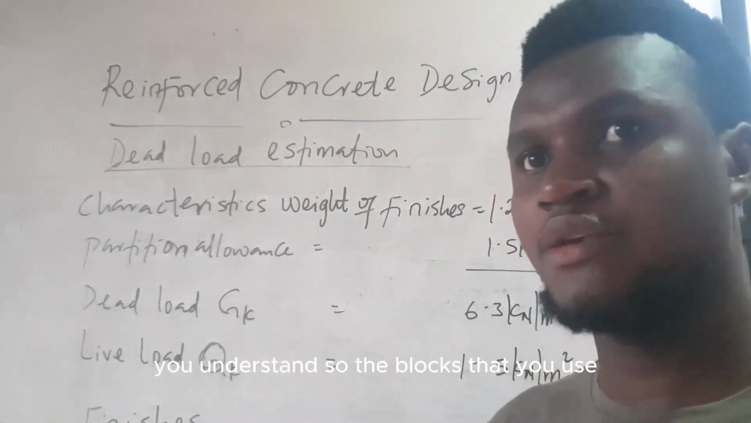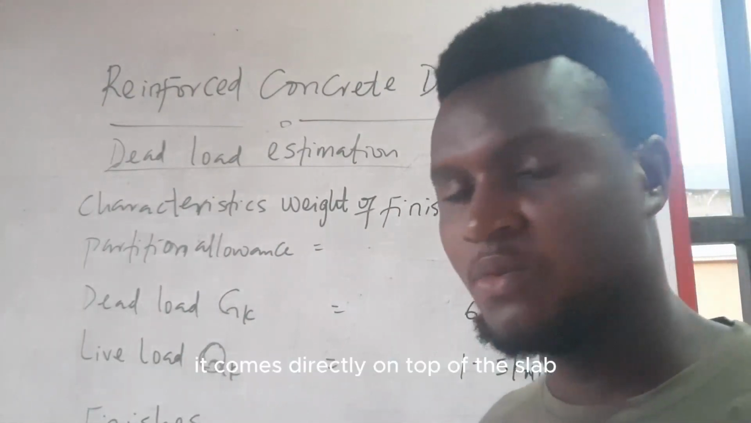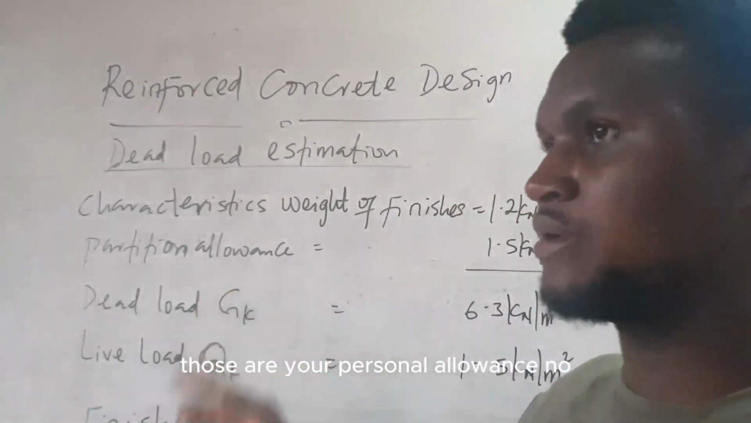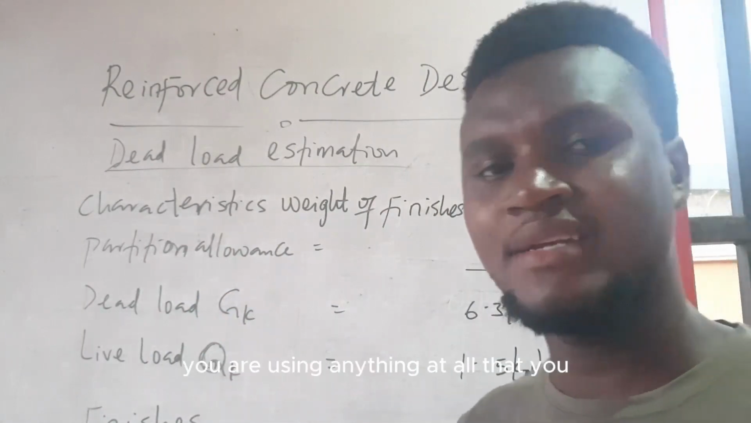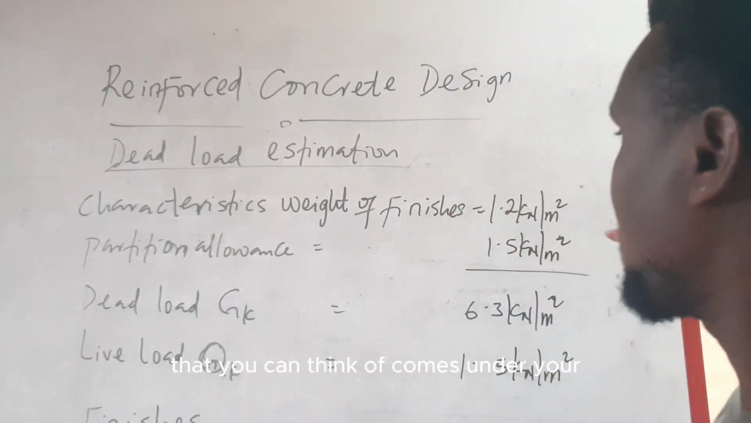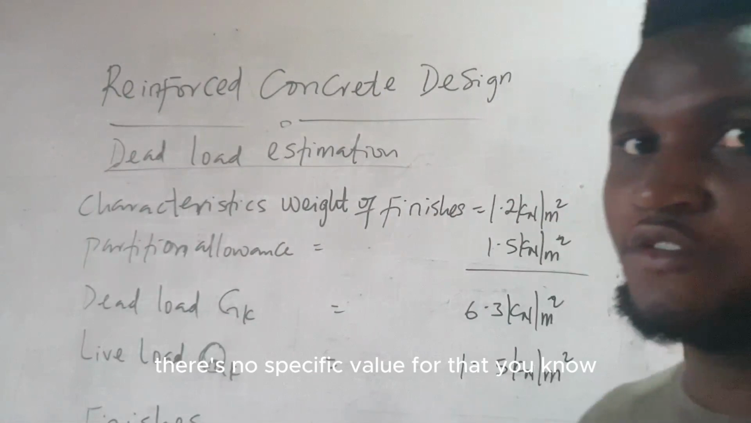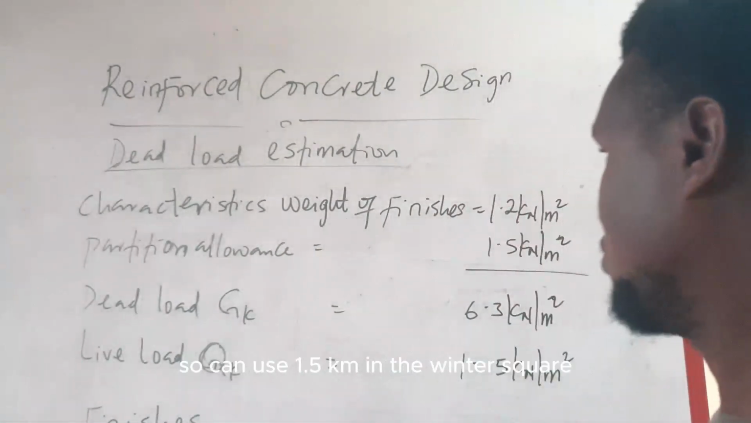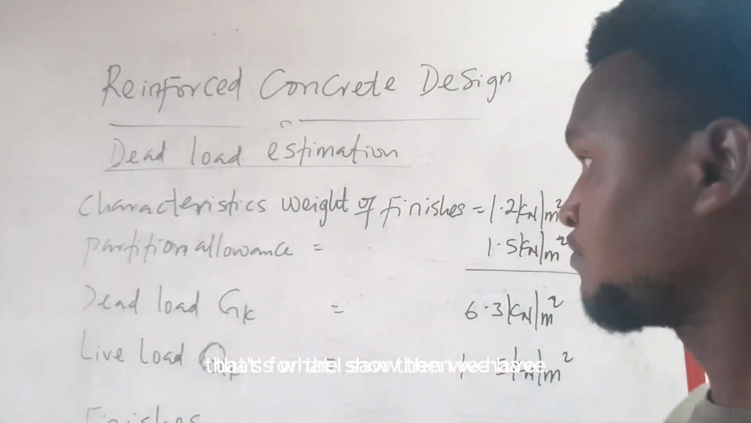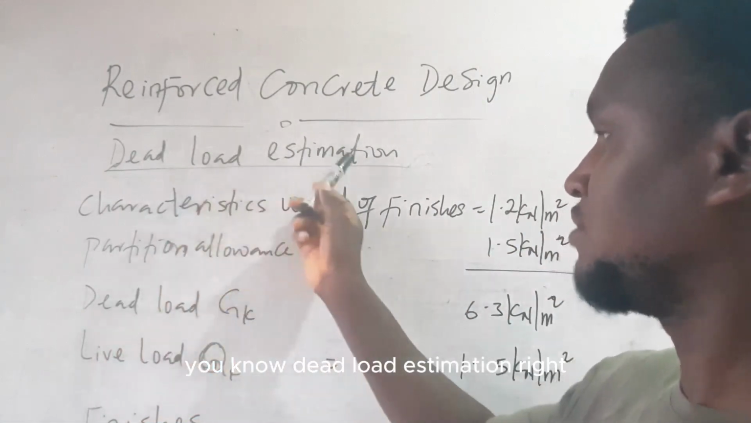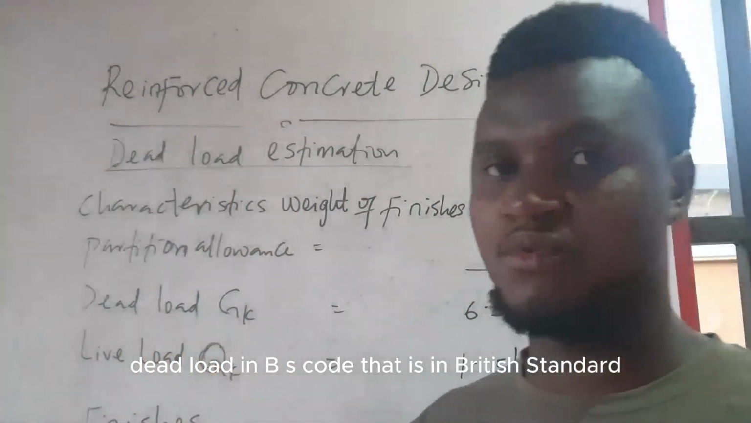You understand? So the blocks that you use that do not really come directly on top of your beam, they come directly on top of the slab. Those are your partition allowance. Those blocks, irrespective of the material you want to use, whether you are using a plank, or anything at all that you can think of, come under your partition allowance. And most times there's no specific value for that. That is why it's called design. So you can use 1.5 kilonewton per meter square. That's for that. So then we have dead load estimation, right? So we have dead load in BS code.